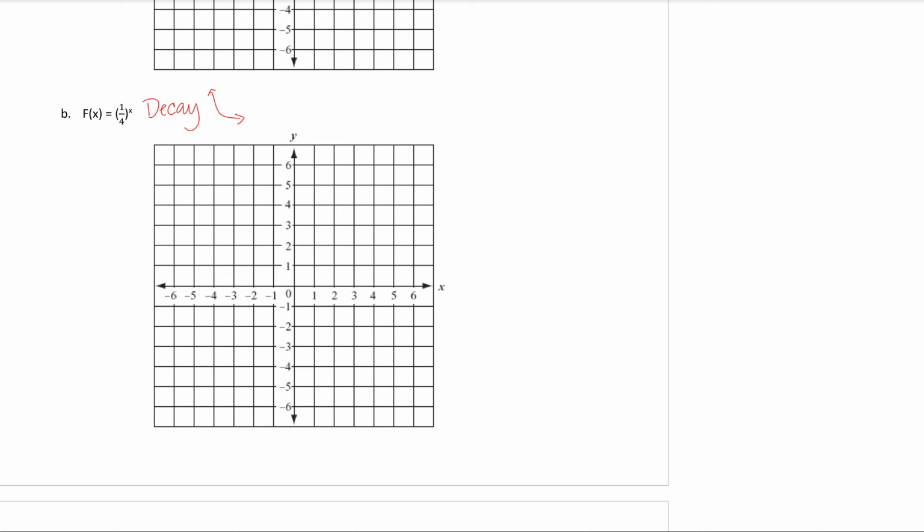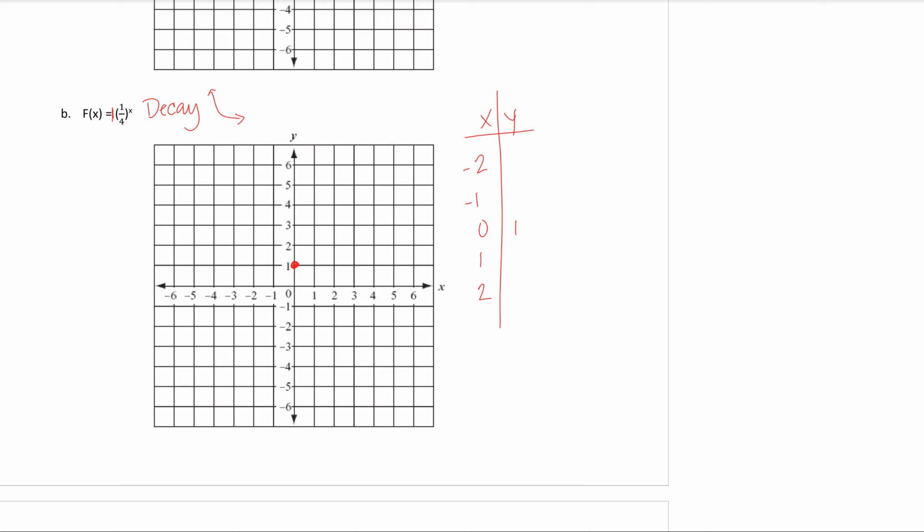All right, so now I'm going to plot some points again. I'm going to make my x, my y, and I'm going to choose 0. I'll choose -1, 1, and I'll choose 2 and -2. Now I have to plug them in. Remember, this is an understood 1 in the front, so I know I'm going to have a 1 on my graph as my y-intercept. So that'll be at 0, 1.